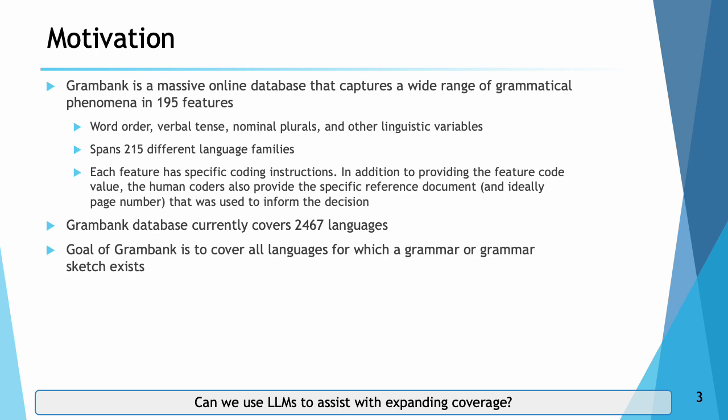Grambank is an online database of language features and contains information on more than 2,000 languages. The database is structured around 195 language features, describing things such as word order, verbal tense, and nominal plurals, among other features. Each feature is coded using specific instructions. They are typically phrased as questions about the grammatical structure of the language. For the most part, they are binary yes-no questions, though there are a handful of multi-valued questions. The database is hand-coded by a team of contributors.